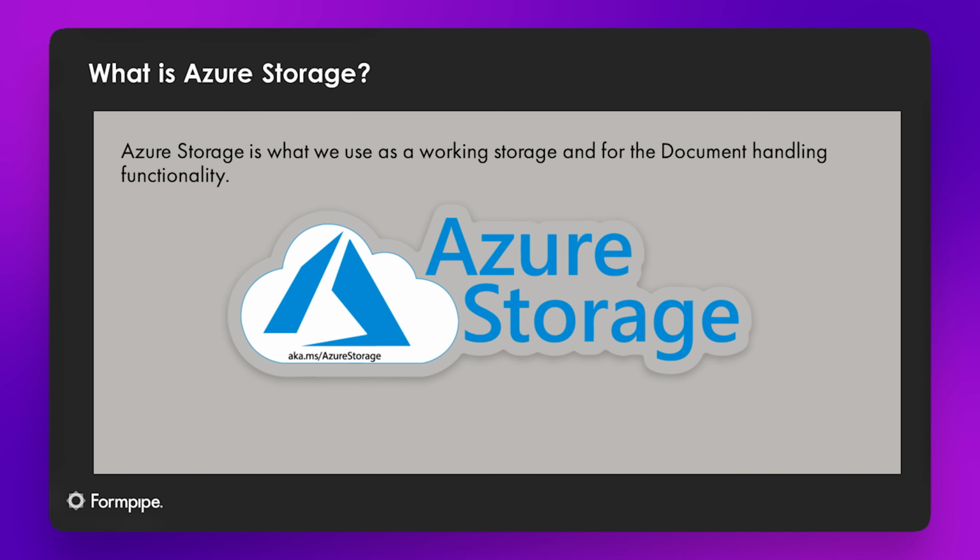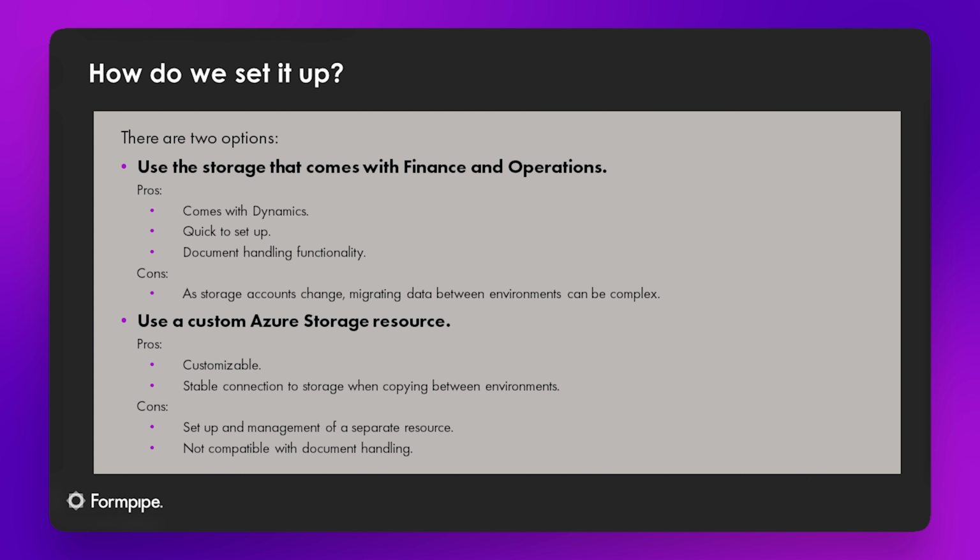So all that we're using the storage for is to save copies of our files. So that could be for archiving, that could be the working storage for our connection, or it could be for our document handling functionality. But really it's just somewhere to save things. We've got two options when it comes to setting up our Azure storage. The first is the easiest and quickest way, which is using the out-of-the-box storage that comes with Finance and Operations. And the big pro for that is how quick and easy it is to set up, the fact that it works with all of our different configuration, and it is free.